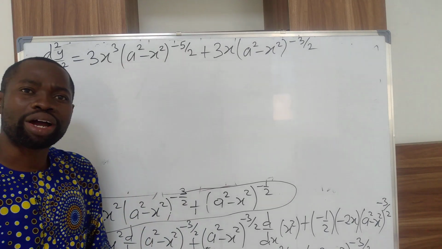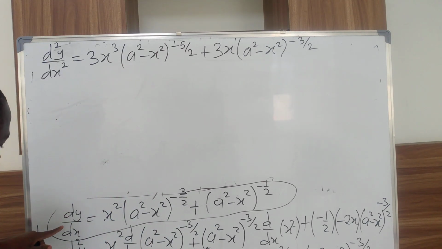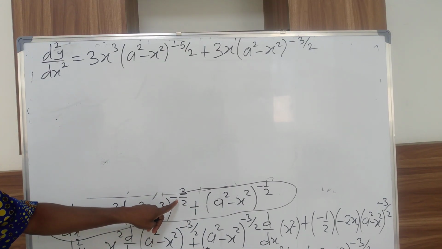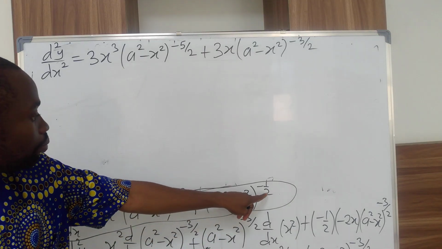Now, what we want to achieve is that we want to bring out this first order from here. So what can we do? Look at this. We have this is minus 3 over 2. This is minus half.